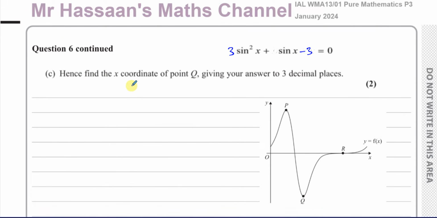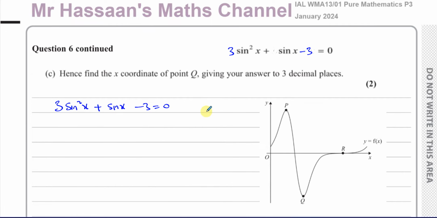Okay, so now for part C, it says, hence, using what we just did, find the x-coordinate of the point Q, giving your answer to 3 decimal places. Okay, so now we have to solve this equation first. That's the first step. So we have 3 sine squared x plus sine x minus 3 equals 0.